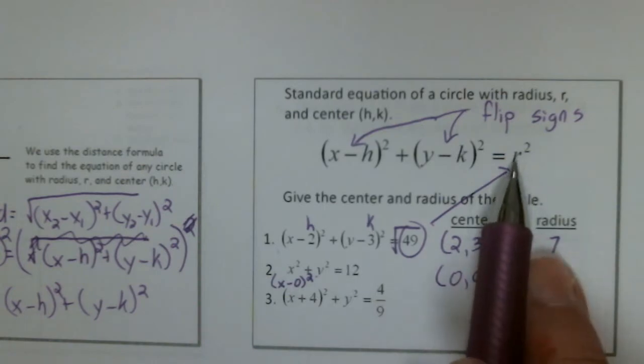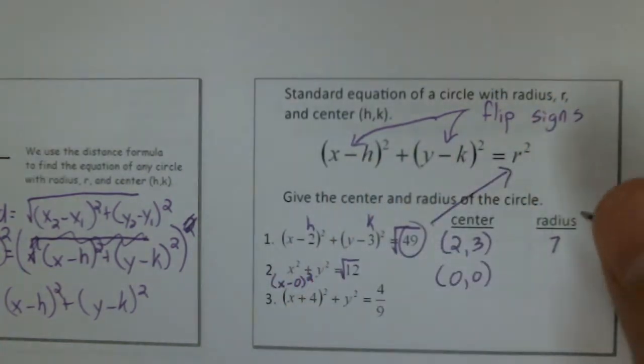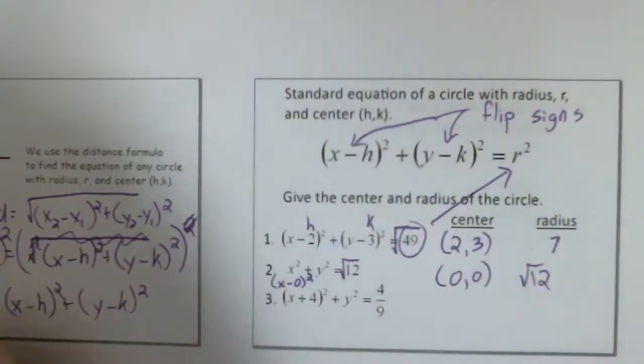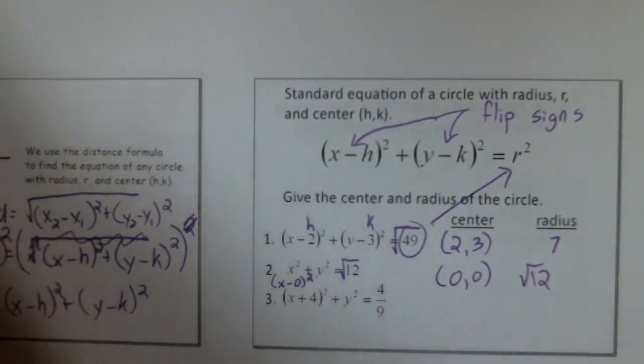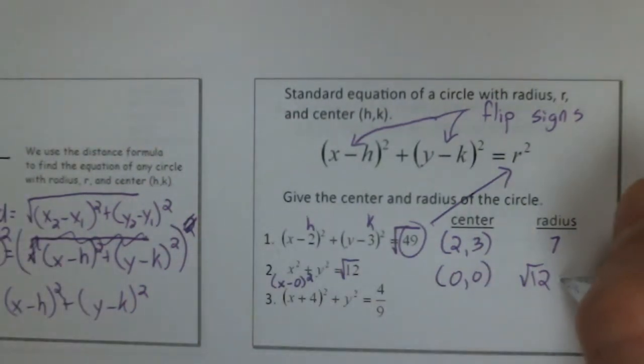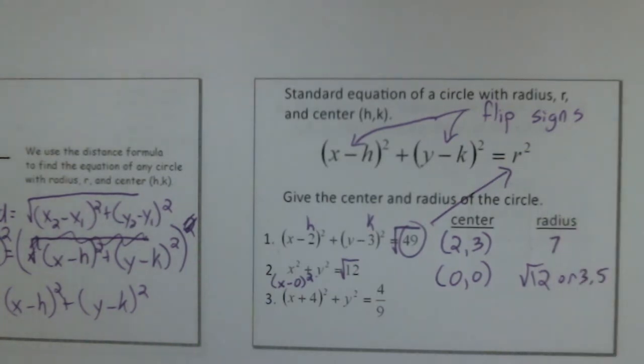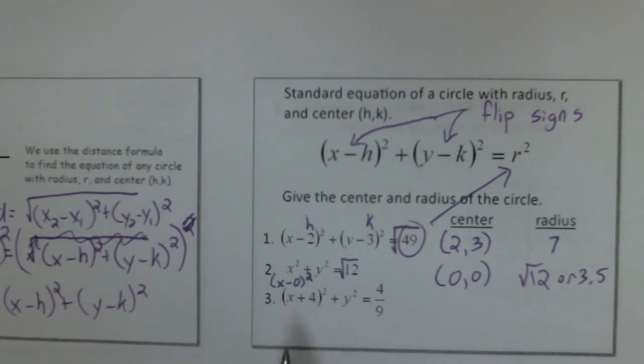If 12 is the r squared, I'm going to have to take the square root of that. So my radius is the square root of 12. Or, I don't like to leave things as radicals. Square root of 12 doesn't have any meaning to me. I'll say or 3.5. So my radius is about 3.5 on the coordinate grid.